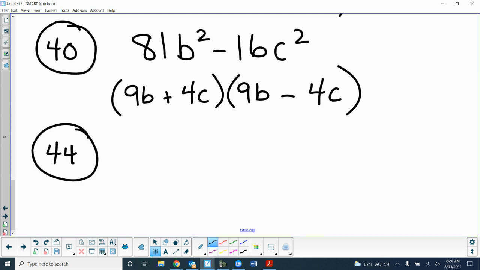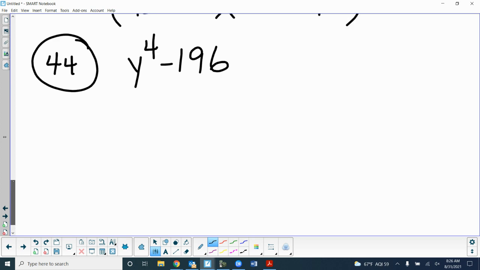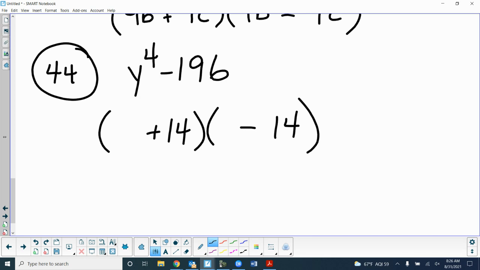Difference of squares there. Number 44. Are those both perfect squares? They are. What's the square root of 196? 14. One's a minus, one's a plus. What's the square root of that? Y squared. Just cut that 4 in half. Alrighty? Is that a difference of squares? Is 14 a perfect square? No.